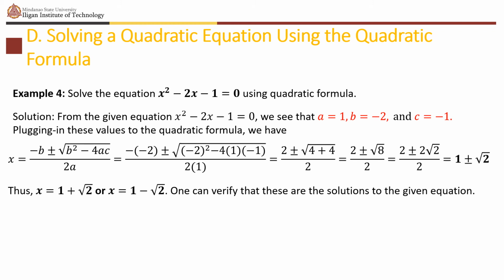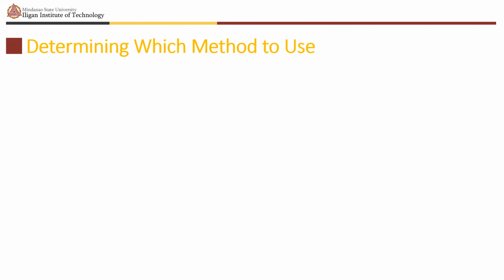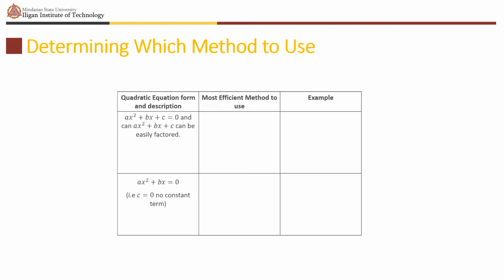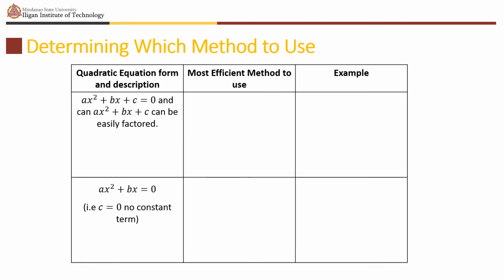Therefore, x is equal to 1 plus square root of 2, or x equals 1 minus square root of 2. Again, you can verify that these are the solutions to the given equation by substituting these values into the original equation. And we now come up with the solution set: 1 minus square root of 2, 1 plus square root of 2.